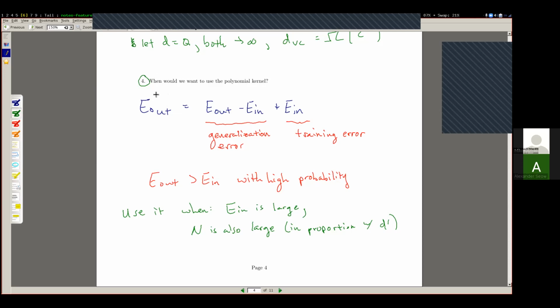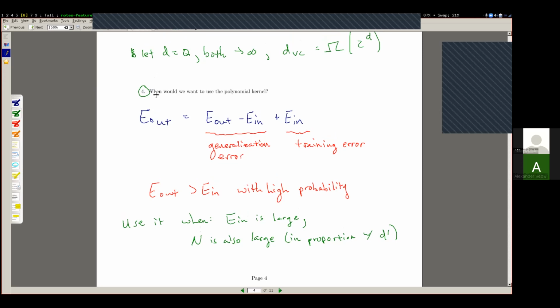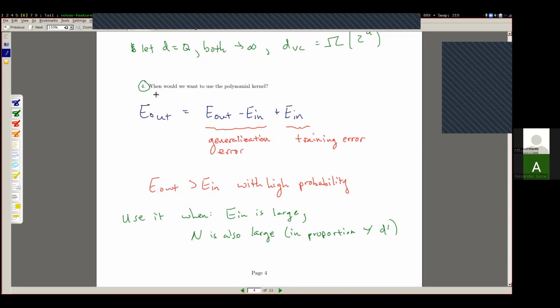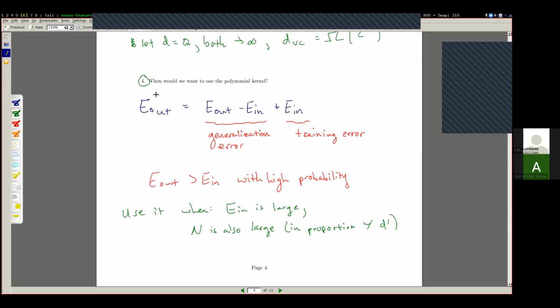And in order to know when you use it in what situations, you have to understand how it affects my training error, how it affects the VC dimension. Any questions on that?